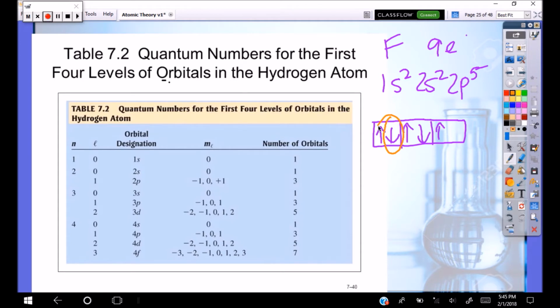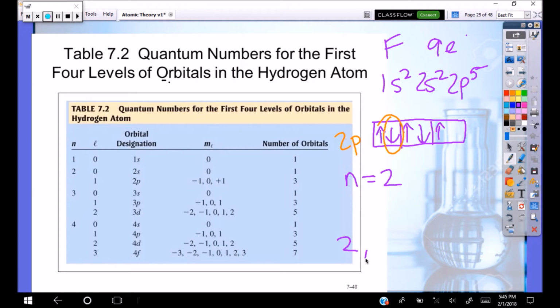Okay, well first I have to look at what level it's in. This one's in my 2p level, right? This one is in my 2p level. So I know n is equal to 1. I'm going to write in a different color because that's hard to see. I know n is equal to 1, or sorry, n is equal to 2 because it's an energy level 2. My first quantum number is 2.